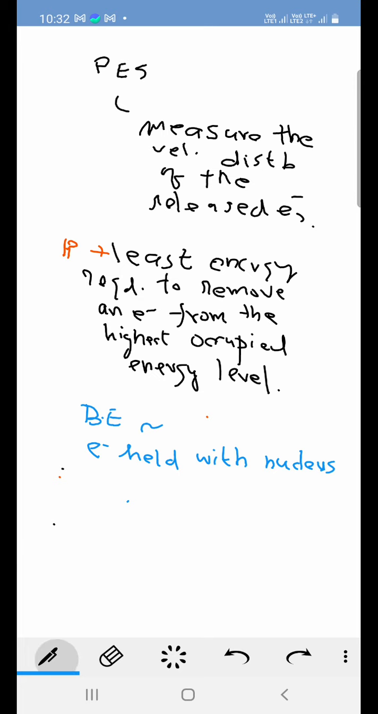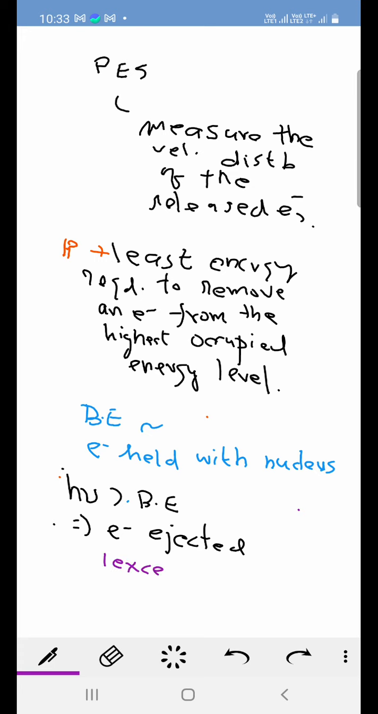And if the photon energy, as we have seen, this h nu, the energy of the incoming radiation, or the photon energy, is greater than the binding energy, it will cause the electrons to leave the atom. Electrons will be ejected, and they carry with them the excess kinetic energy, the excess KE.